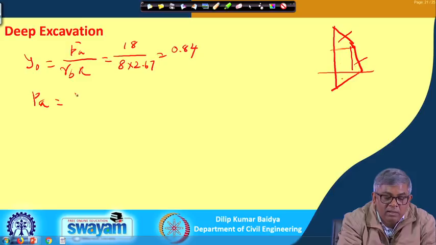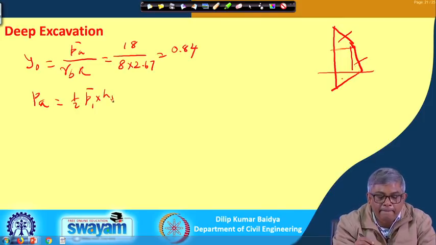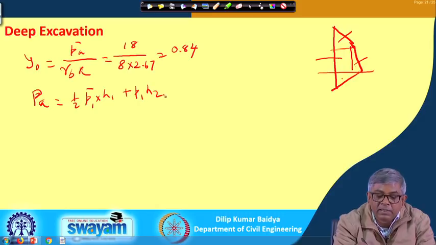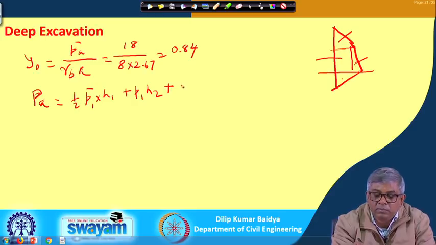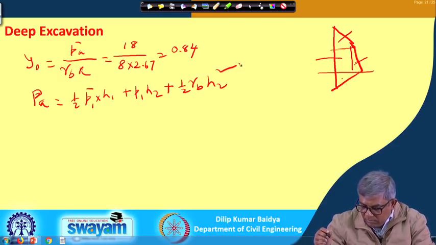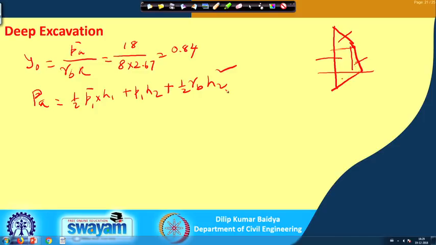So, this first part will be half P 1 bar multiplied by H 1, okay. That means P A total, plus I will take this triangle, this rectangle, that will be equal to P 1 multiplied by H 2, plus this portion, that will be half gamma B multiplied by H 2 square, plus half P A bar, that is P A bar multiplied by y naught.